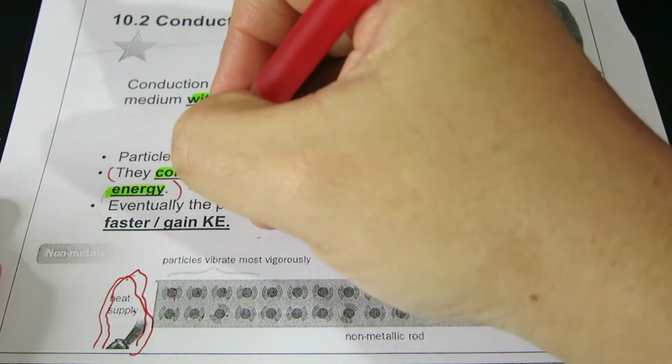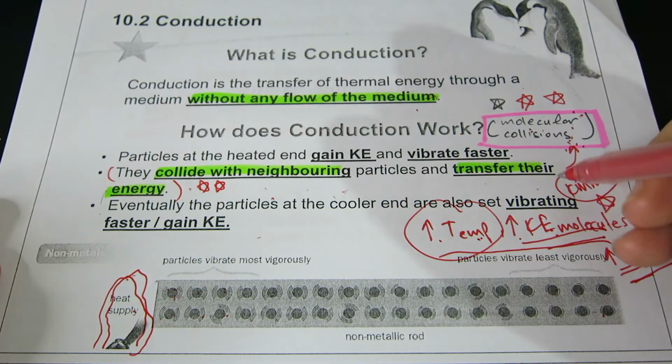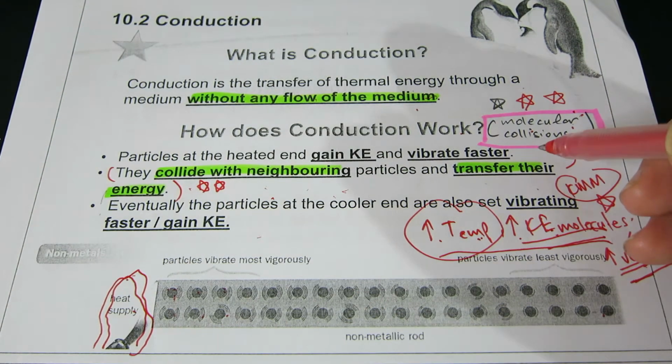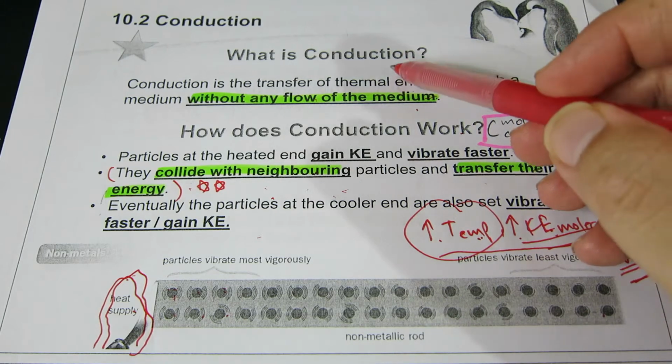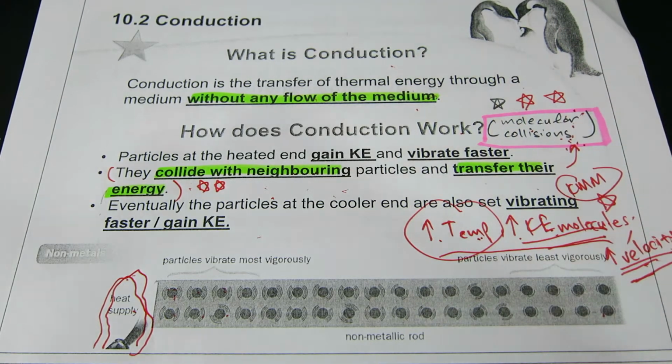Now, again, it's in green. You can choose to describe it like that, but the basic concept is that thermal energy transfer for conduction occurs because of molecular collisions.